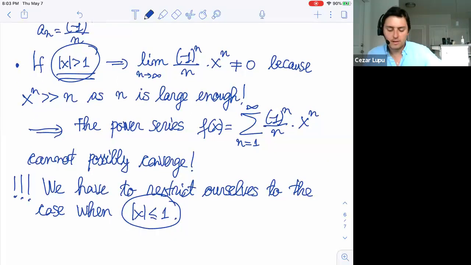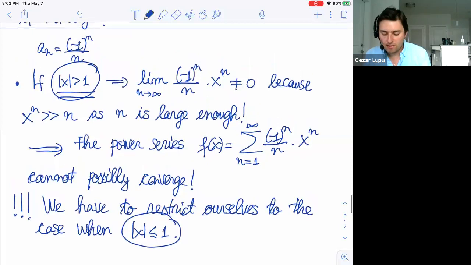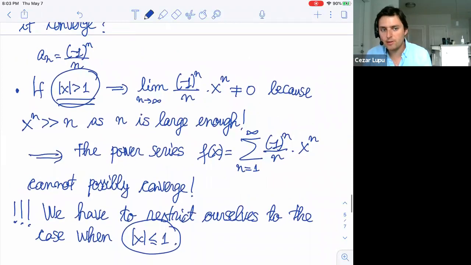In fact, you will see that we'll do it by hand, and then you will see that we can also employ the previous two theorems that I gave you, and the problem will follow easily. All right, so here we have this case when the absolute value of x is less than or equal to 1.